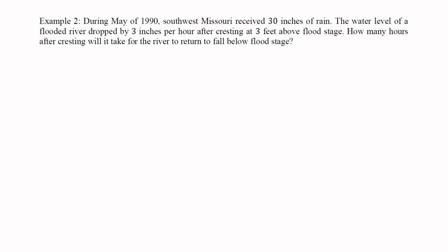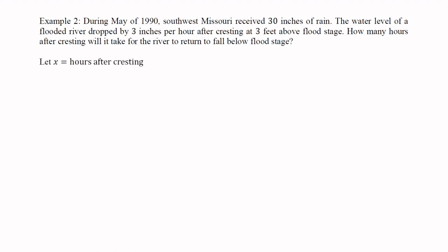During May of 1990, Southwest Missouri received 30 inches of rain. The water level of a flooded river dropped by 3 inches per hour after cresting at 3 feet above flood stage. How many hours after cresting will it take for the river to fall below flood stage?